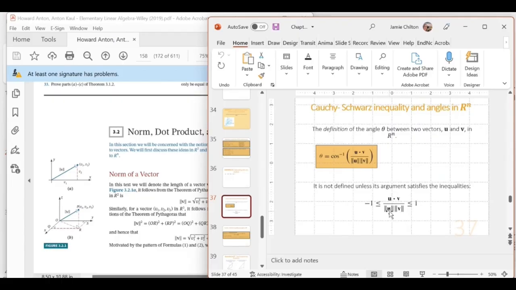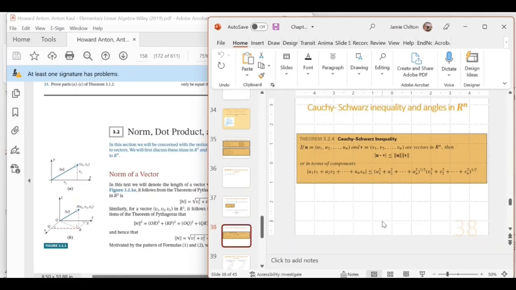So this term here, the dot product of U and V divided by the norm of U times the norm of V, has to satisfy this inequality: it's got to be greater than or equal to -1 and less than or equal to 1. So keep this in mind. It's going to be useful to know not only how to add, subtract, and multiply all these different vectors, but you're also going to want to find their norms and the angle between them, because who knows what kind of application you might be doing.